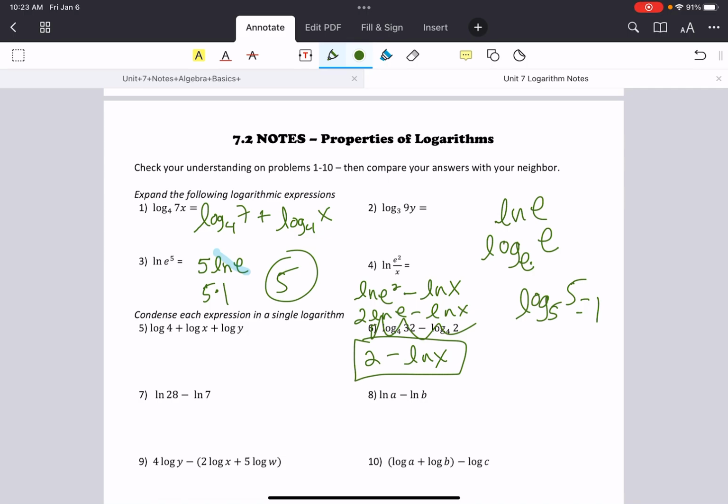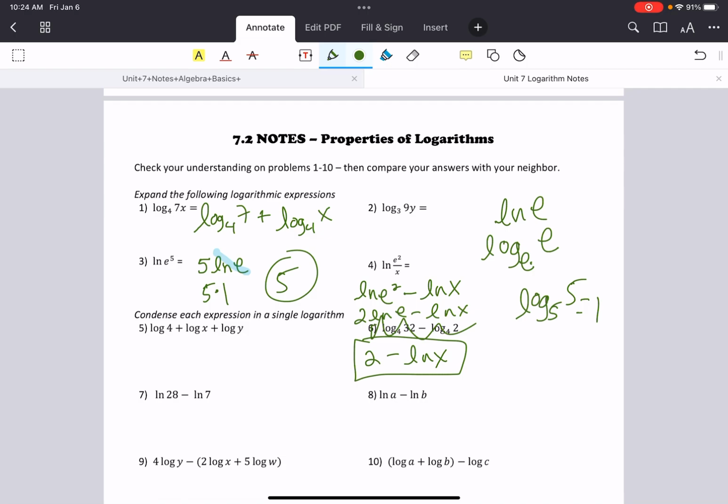No, because the negative has to go with the ln. So the thing on the bottom of the fraction has to have the negative sign. The reason for that is because subtraction and division are what's called not commutative, meaning their order matters. It's not like addition and multiplication.